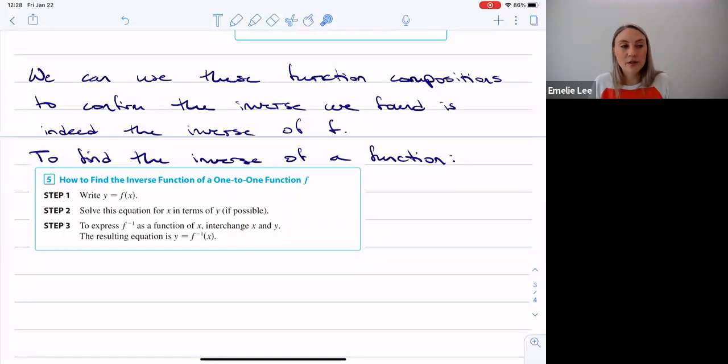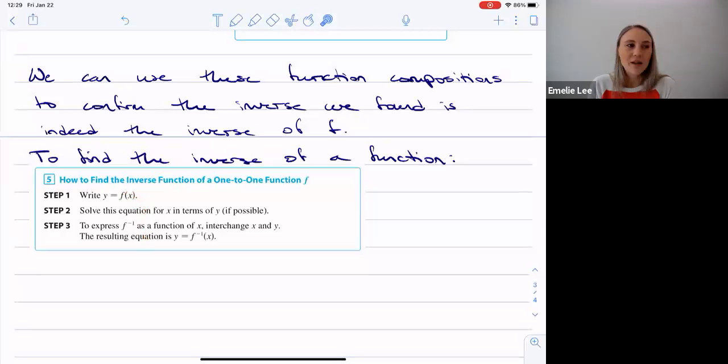The other way to do it is to up here swap your x's and y's immediately, right? Instead of waiting to swap them and then solving for y like we usually do. It doesn't matter, right? We're just doing things in different order. But as long as you stick to one method, it's fine.